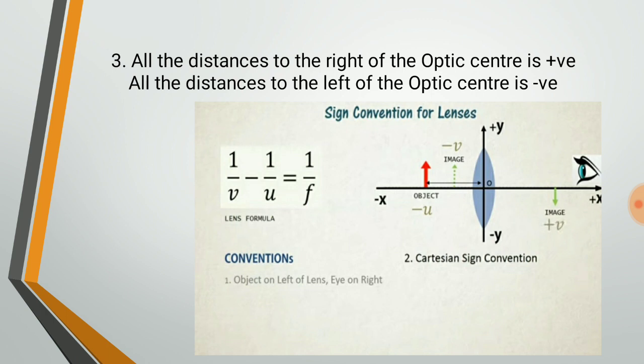Now all the distances to the right of the optic center, that is from O, whatever you are measuring towards your right will get a positive sign, and whatever you are measuring towards the left hand side, whether it be the object distance, image distance, whatever you are measuring from the optic center towards the left will get a negative sign. So that is the third rule.